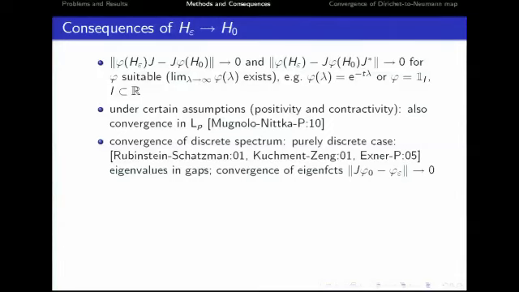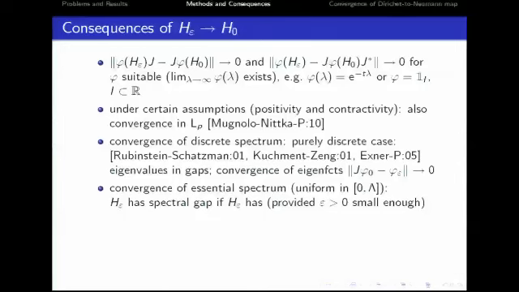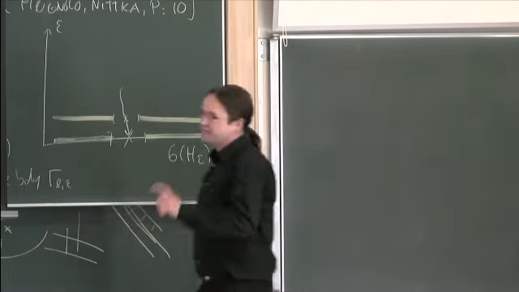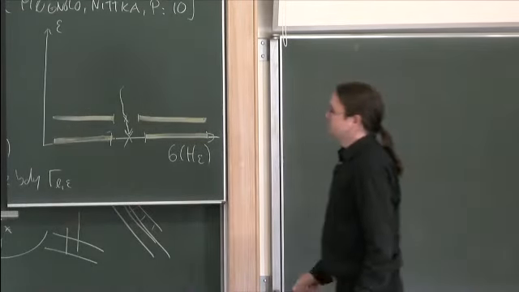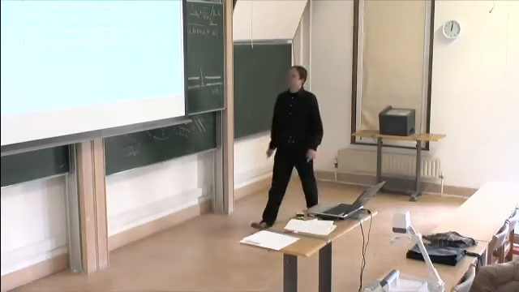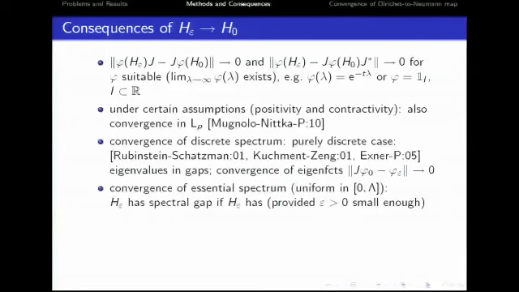And actually you can go a bit further, and if you have just a graph with a gap in the essential spectrum, since you know that the essential spectrum also converges uniformly in bounded energy intervals, you know that your thick graph also has a spectral gap, just by the convergence.